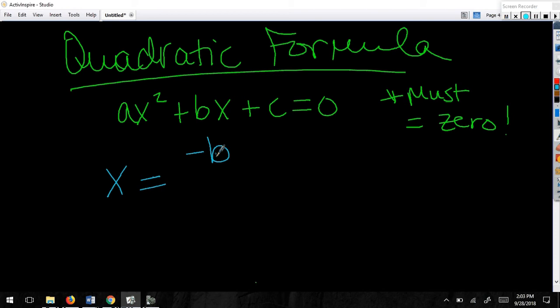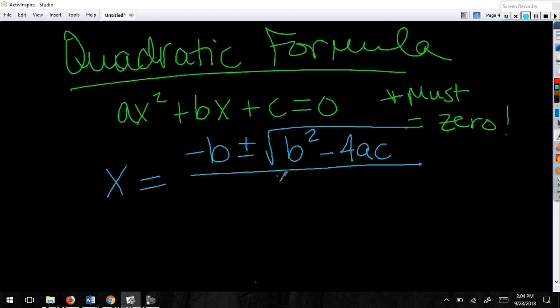Okay, I say opposite b even though this looks like negative b, and the reason for that is because if it starts out negative, it's going to change to what? Positive. All right, opposite b plus or minus the square root. This is the quadratic formula. B squared minus 4ac. I told you. All divided by 2a.